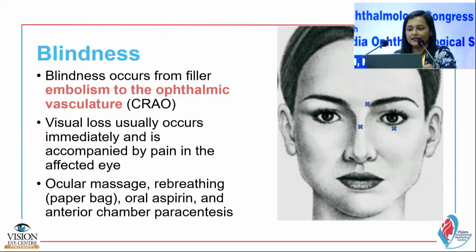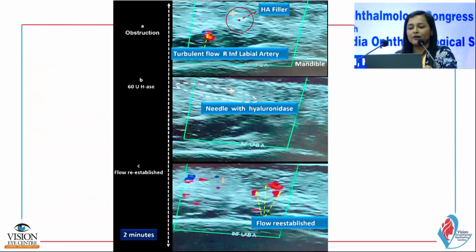So in these conditions, there is controversial talk about retrobulbar hyaluronidase injections, but what actually works is the superficial injection. For example, this is a patient who had issues with a mandibular injection of filler, and under ultrasound guidance, they were able to re-establish flow within about an hour or so, because once you inject the hyaluronidase, since it's a hyaluronic acid filler, you can re-establish flow.